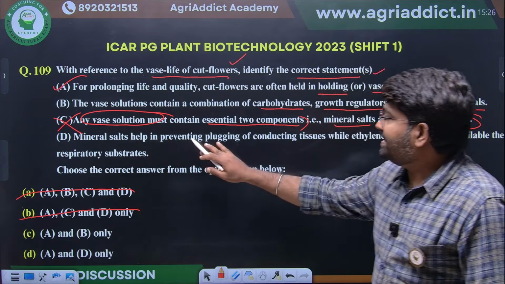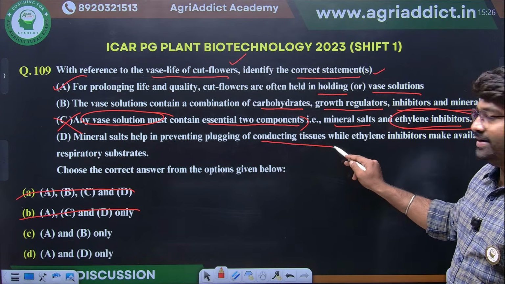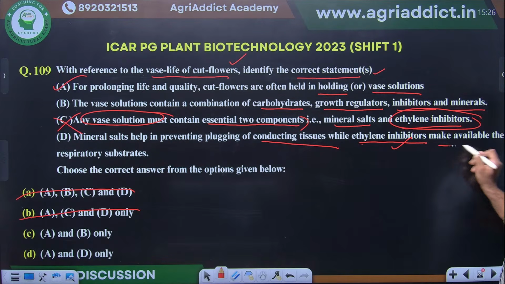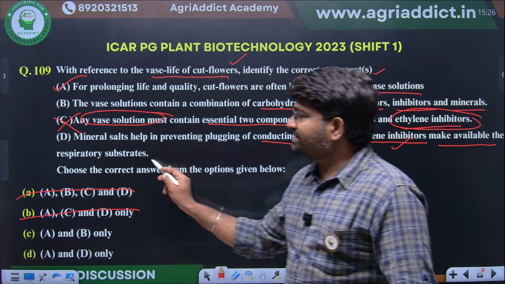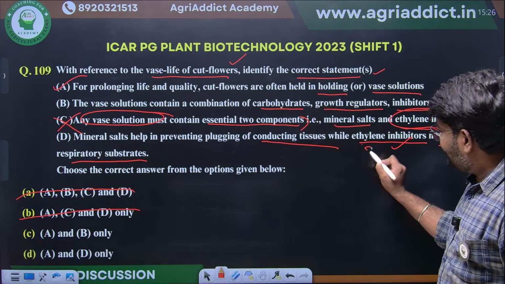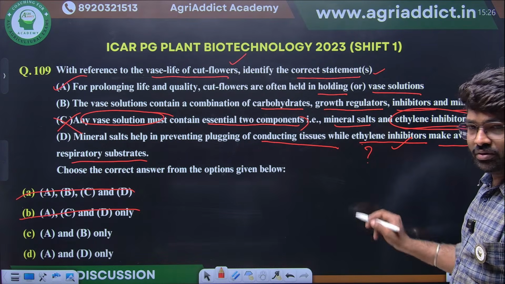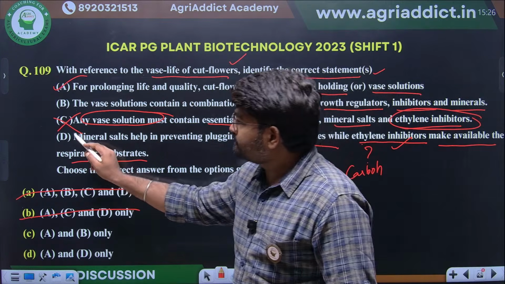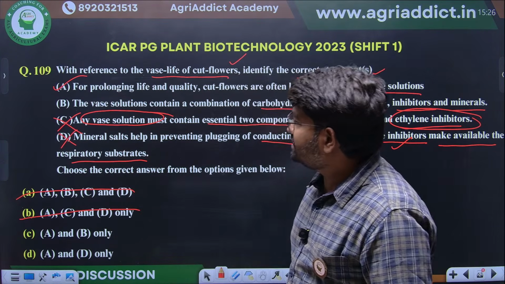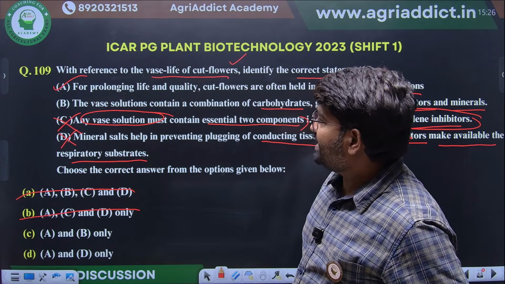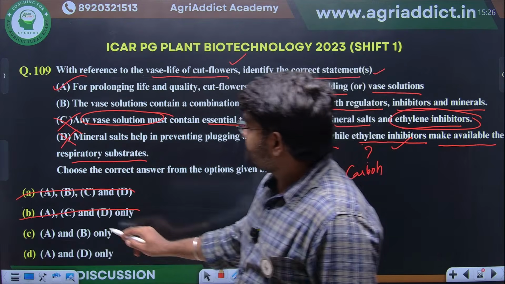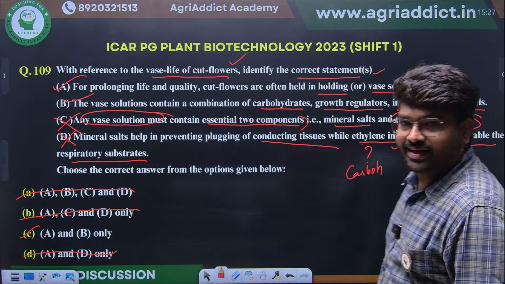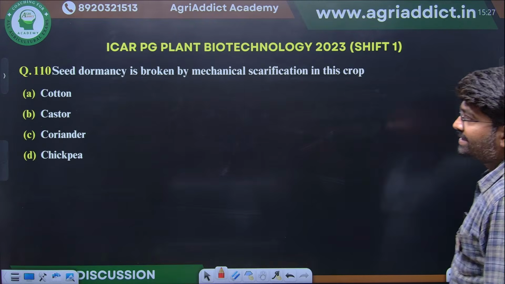Mineral salts help in preventing plugging of conducting tissue, while ethylene inhibitors make available the respiratory substrate. Whether ethylene inhibitors make available the substrate, no, carbohydrates only. So this is also wrong. So what will be the right answer? A and B will be the right answer. Yes, A and B will be the right answer.